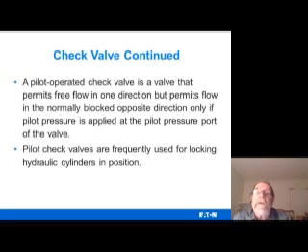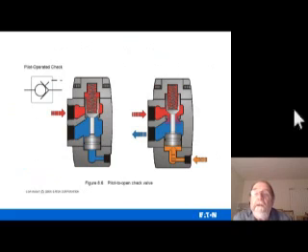A pilot-operated check valve is a valve that permits free flow in one direction but permits flow in the normally blocked opposite direction only if pilot pressure is applied at the pilot pressure port of the valve. Pilot check valves are frequently used for locking hydraulic cylinders in position. And here's one here now. Here's where your pilot fluid comes in, and this is the symbol here. They have this pilot line drawn in a lot of different places on these symbols, but if it has a pilot line there, you'll see it.